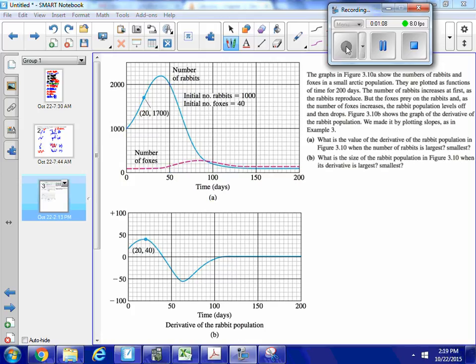The graph is telling us that the number of rabbits increases at first as the rabbits reproduce. But then the foxes start eating the rabbits. And as the number of foxes increases, you see the number of foxes is increasing right there, even while the number of rabbits kind of levels off and then starts declining.